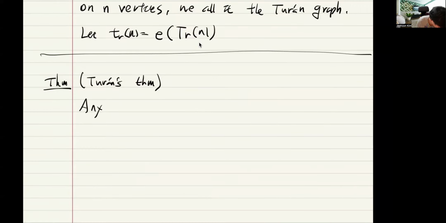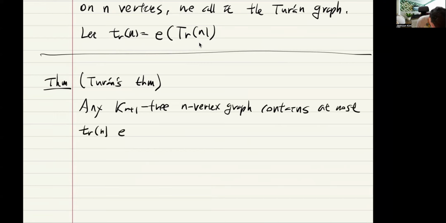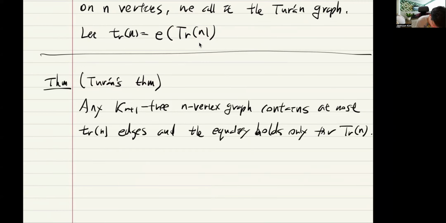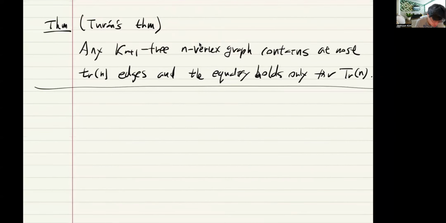So this is a theorem by Turan: any K sub r plus 1 free n vertex graph must contain at most t sub r of n edges, and the equality holds only for this Turan graph. Okay, so we want to prove this.